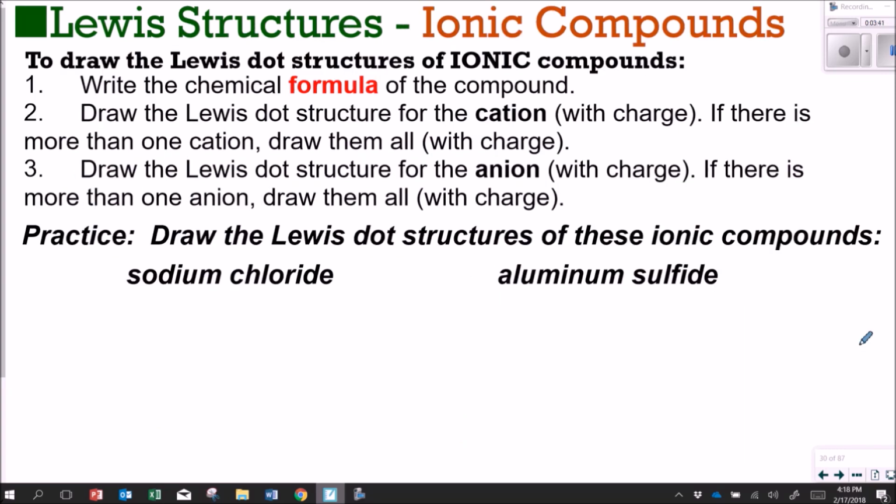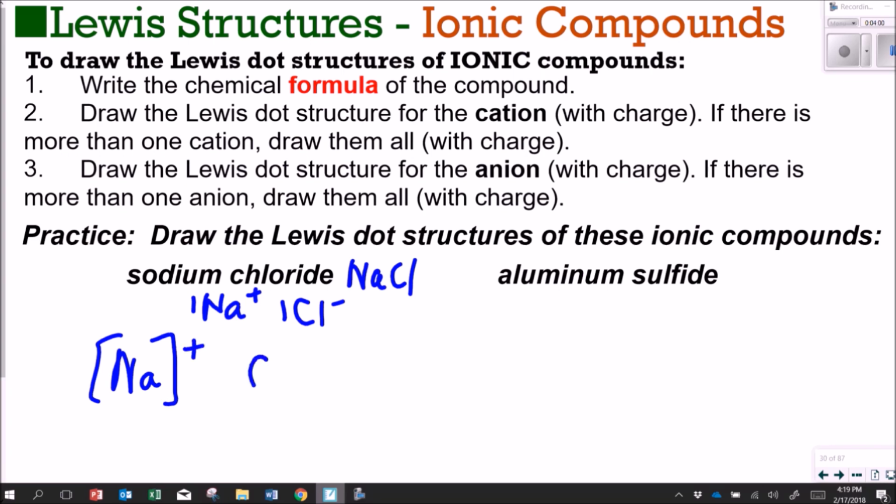To draw Lewis structures for ionic compounds, we are going to first write the formula. So sodium chloride is NaCl. So we have 1 sodium ion, which has combined with 1 chloride ion. So when we draw it, we draw 1 sodium ion Lewis structure, 1 chloride ion, 1, 2, 3, 4, 5, 6, 7 with a cross, and the square bracket, and we're done.